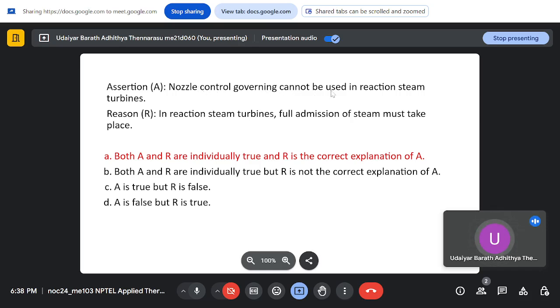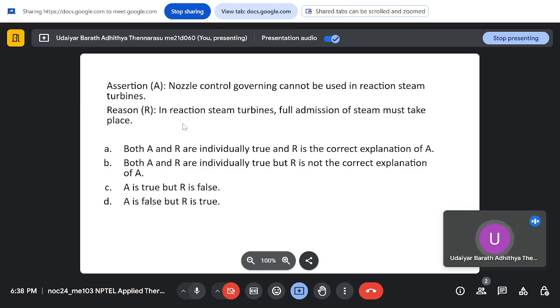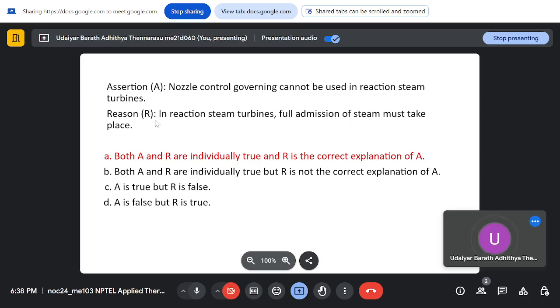Nozzle control governing cannot be used in reaction steam turbines, because in reaction systems, full admission of the steam must take place. So we cannot govern by using the nozzle. If you put some control over the nozzle to control how much steam is going through it, that will hamper the performance. So that is not the ideal way of controlling a reaction steam turbine. So A and R are both correct statements, and R is the correct explanation for A.